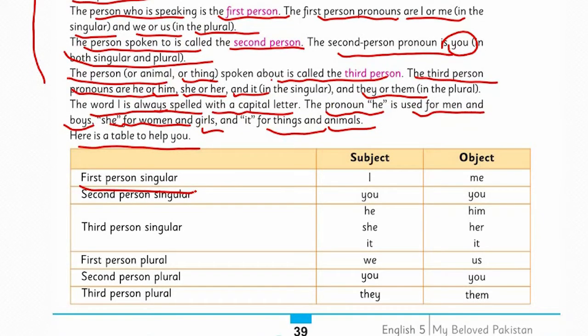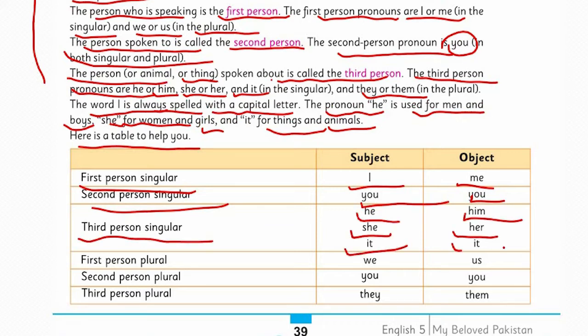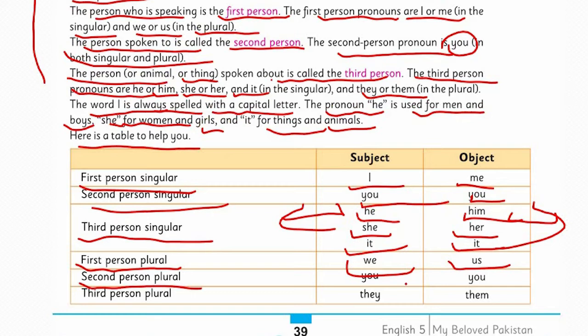First person singular is I, me. Second person singular is you and you. Third person singular: he, she, it, him, her, or it. He, she, or it can be in subject, or him, her, or it in object form. First person plural, we and us. Second person plural, you and you. The third person plural is they or them.